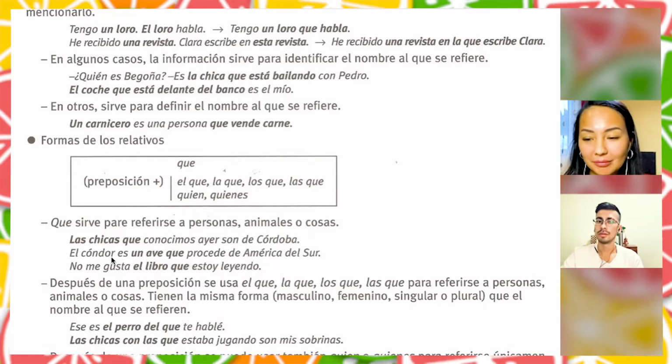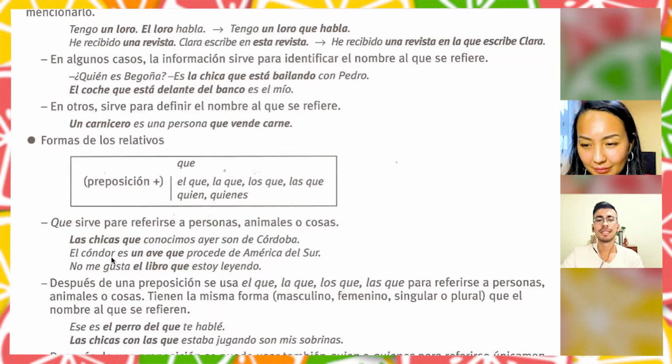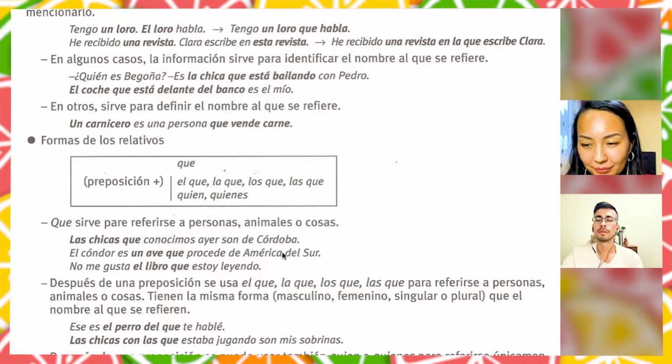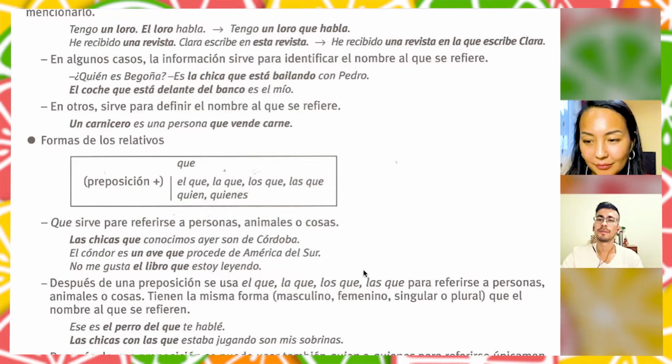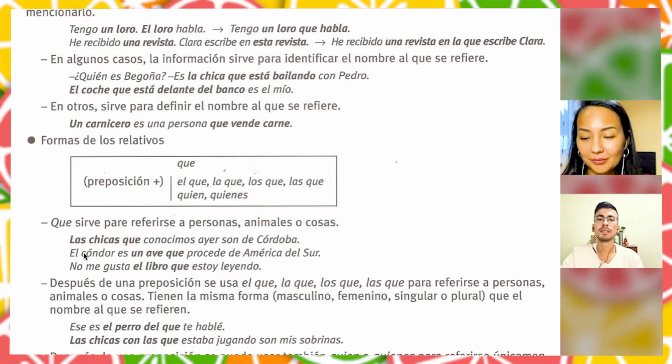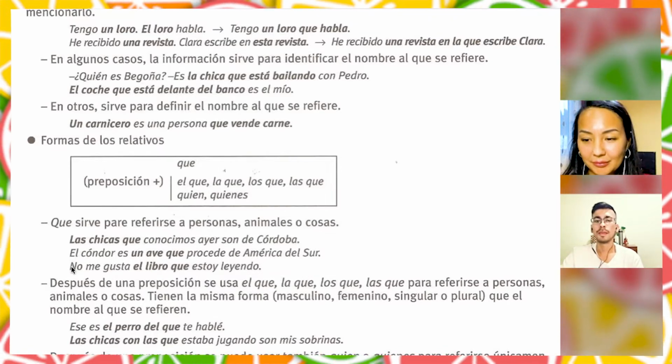The bird? Yes, cóndor is a bird. It comes from America, from South America. Okay, it's from animals and with things.